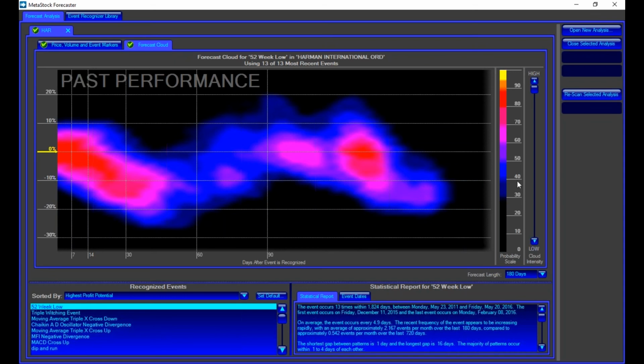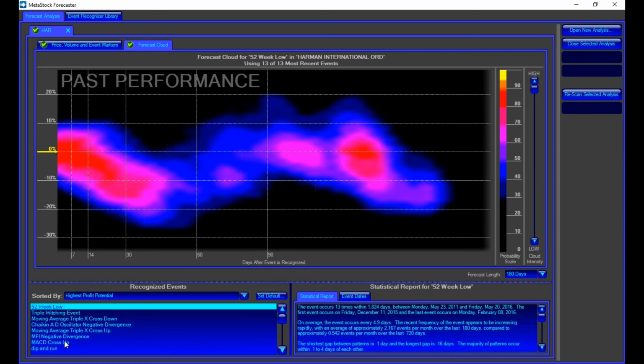And then on the right-hand side is the color coding, where, again, the hotter the color, the higher the probability. That makes this pretty interesting because it shows that we have a very high probability, over the course of the next month, of the instrument going down about 18 to 20%, right around that range. So we're looking at an 80 to 90% probability that our Harman instrument that we've been doing analysis on is going to go down after it hits a 52-week low.